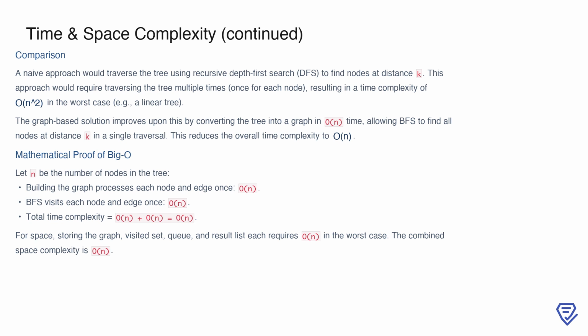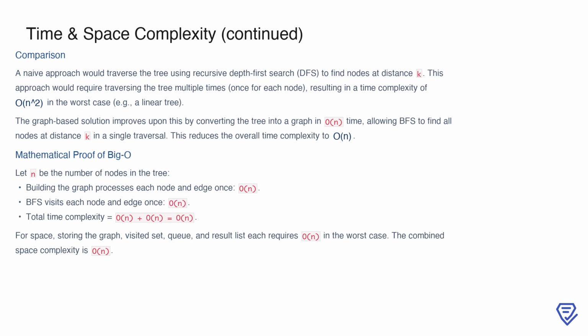It converts the tree into a graph in O(n) time, and the BFS finds all nodes at distance k in a single traversal. This optimization reduces the overall time complexity to O(n). To mathematically validate this, note that building the graph and performing the BFS each take O(n), leading to a total time complexity of O(n) plus O(n) equals O(n).